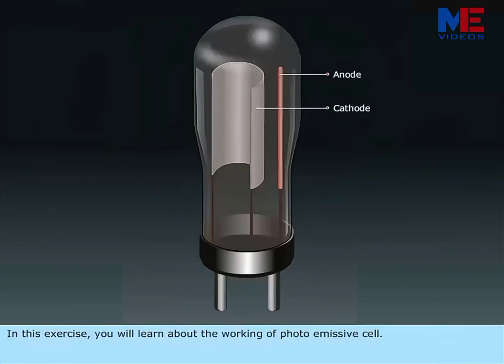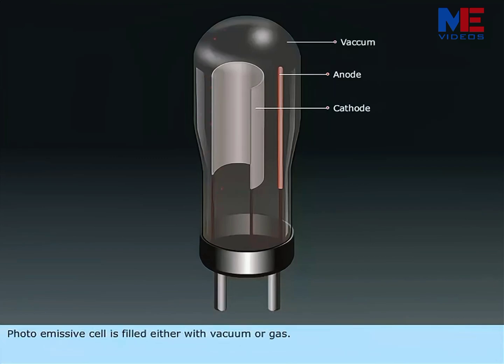In this exercise, you will learn about the working of photoemissive cell. The photoemissive cell converts light energy into electrical energy. Photoemissive cell is filled either with vacuum or gas. Now, a vacuum-filled photoemissive cell is explained.